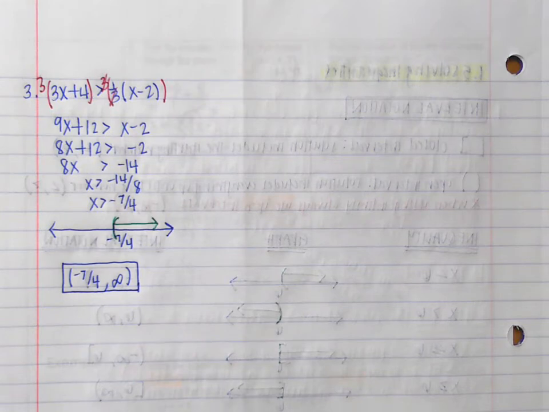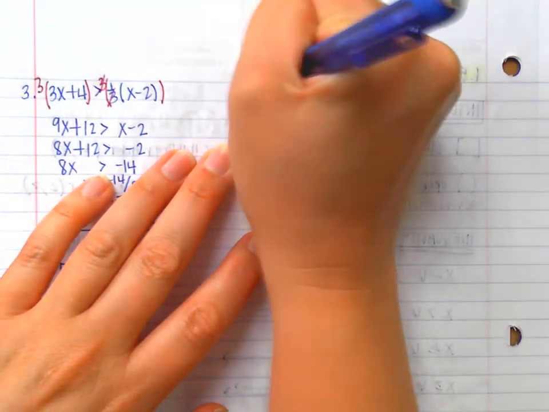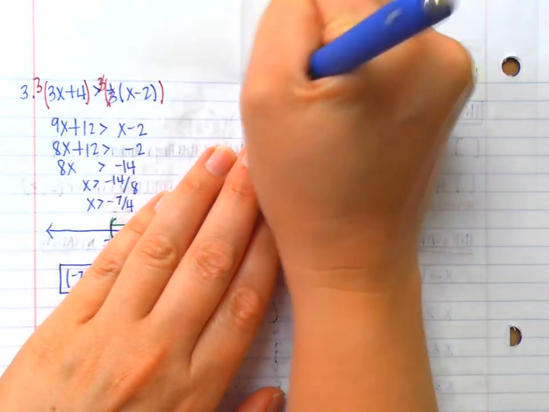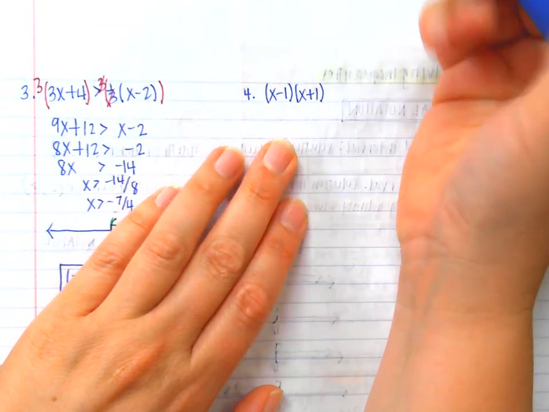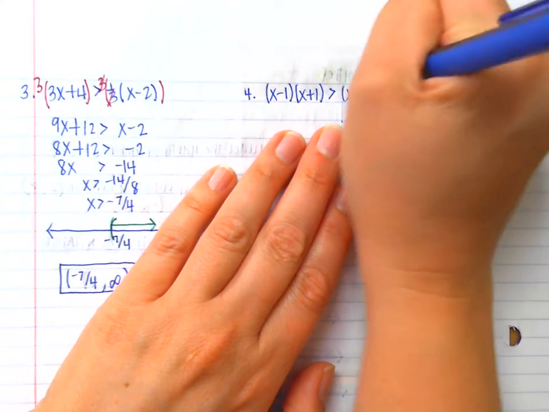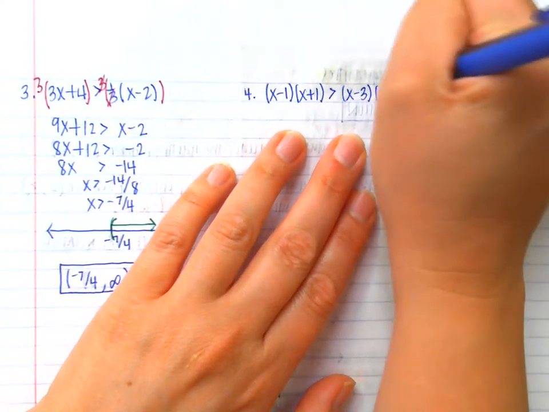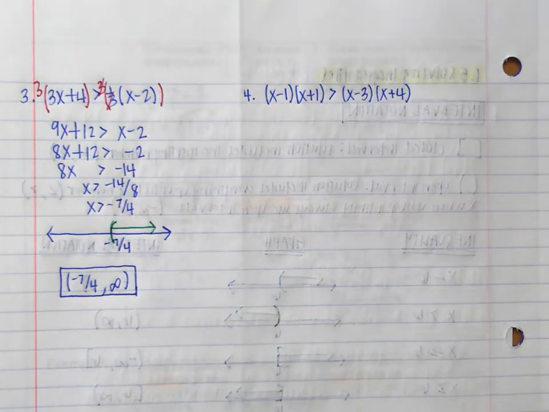Okay, that was fun. Let's try another. Two more, then we're done. My next one is x minus 1 times x plus 1 is greater than x minus 3 times x plus 4. I want you guys to think, what would be your first step in going through this process? What would be the first thing you would do?